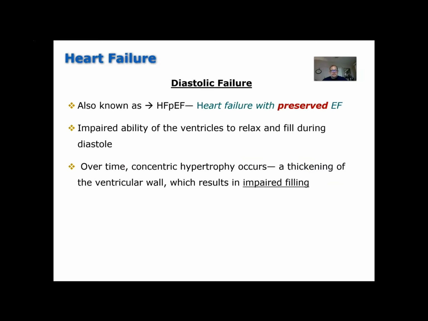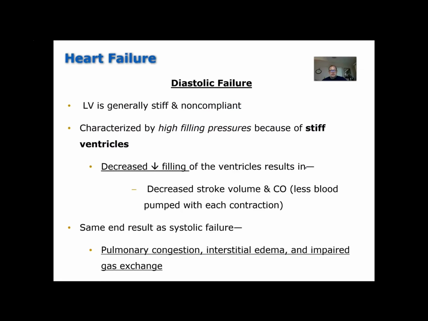And then you've got diastolic failure, which is heart failure with preserved ejection fraction. That's going to be the impaired ability of the ventricles to relax during filling, diastole. Over time, concentric hypertrophy occurs, thickening of the ventricular wall, which results in impaired filling. So it's bulking up, building up muscle mass. Your ventricle is getting buff. But the problem is that all that muscle takes up space that would hold a volume of blood.